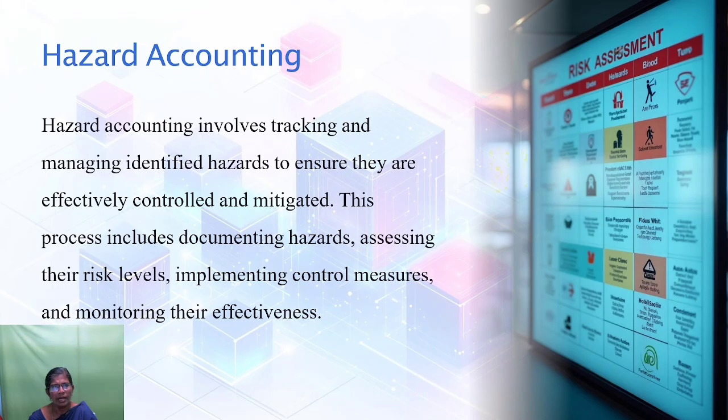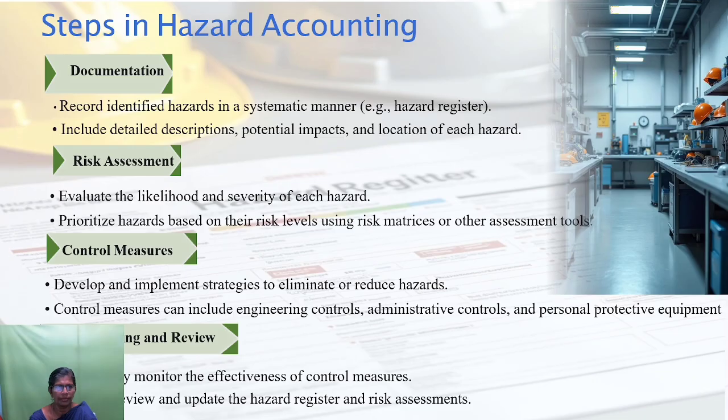Next topic is hazard accounting. After identifying all the potential risks, we have to account all the hazards. This involves tracking and managing all the hazards identified in the previous step and ensuring effective control and mitigation. This contains documenting all the hazards, assessing their risk levels, implementing the control measures and monitoring how effective these measures are.